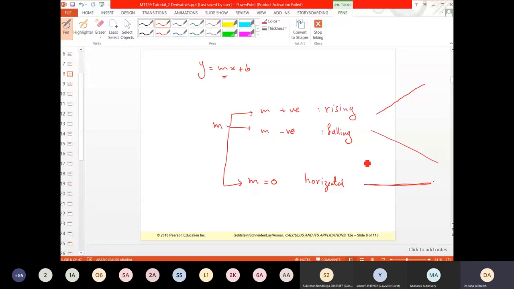So whenever I have any equation of a line, I look at the m and I look at the b. Looking at the b shows me where I'm cutting y. Looking at the m shows me if my line is increasing or decreasing: my line is rising, or falling, or horizontal. Yeah, m equals 0 معناها that there is no slope, يعني لا يطلع ولا ينزل.